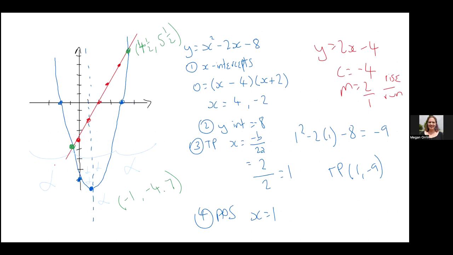What's the range? The range is all the Y coordinates. So the X is the range of the X values, and the range, I shouldn't have said range. The domain is the possible X values, and the range is the possible Y values.